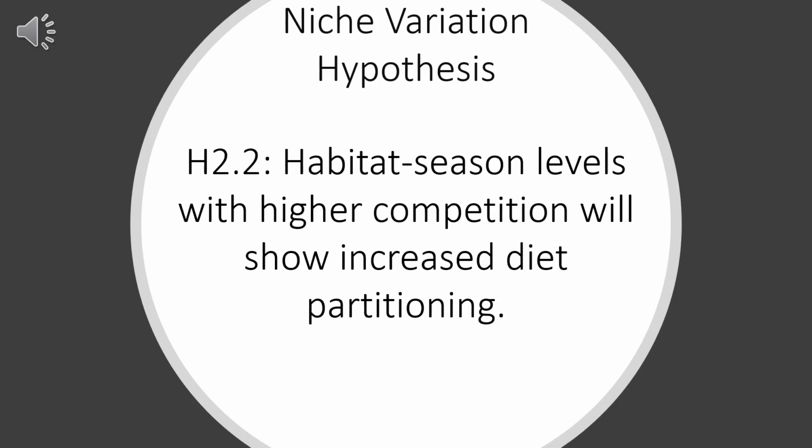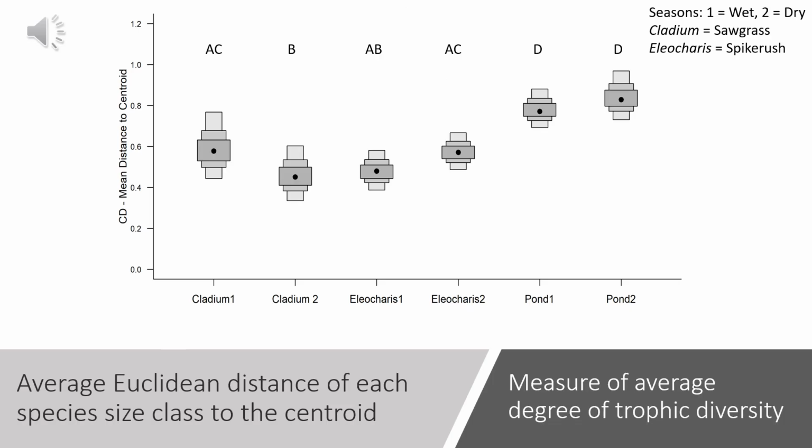And now we'll move into the second part of the niche variation hypothesis in this talk, asking how competition impacts diet partitioning or those other metrics of dispersion in niche space. Now on this slide is another graph very similar to what I presented for total niche area. However, this is centroid distance, which as I described earlier is the average Euclidean distance of each species size class to the centroid of that community habitat season level.